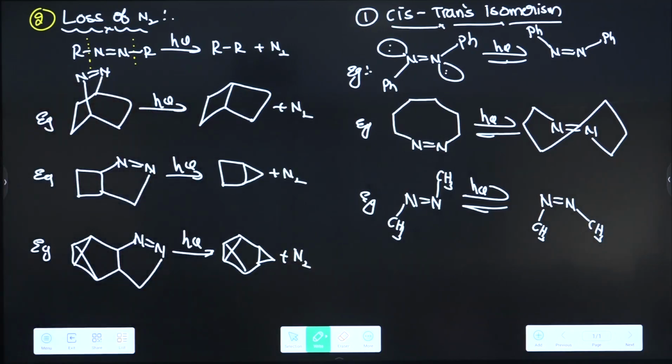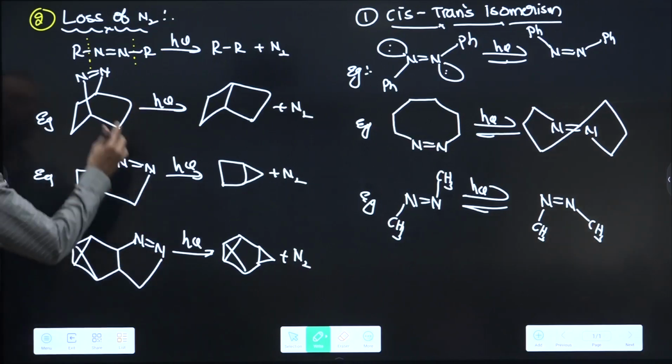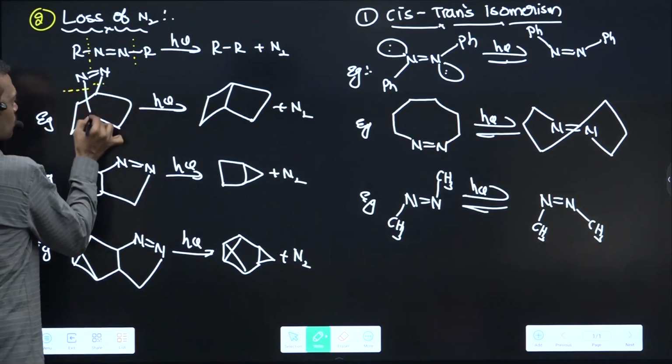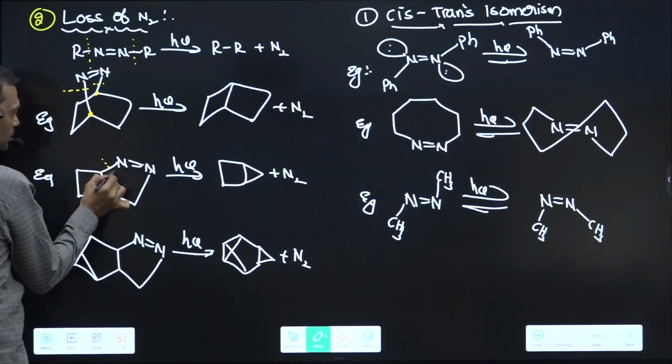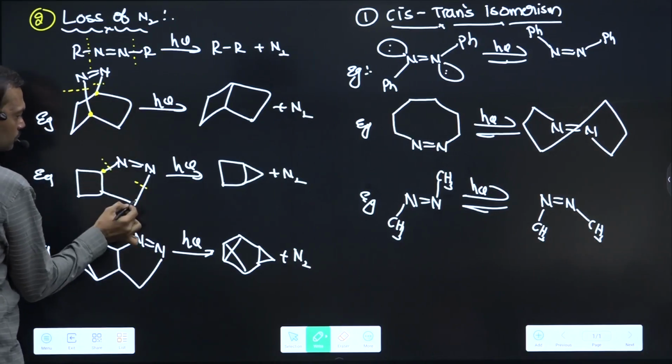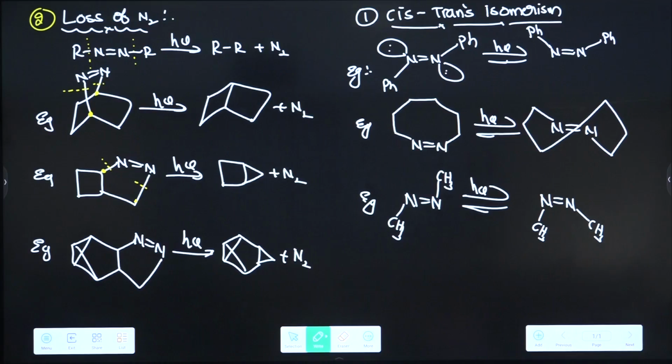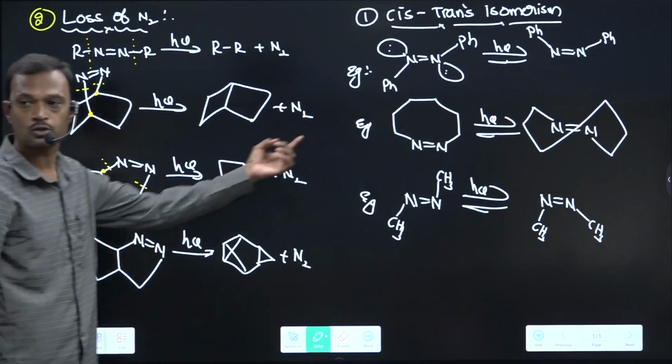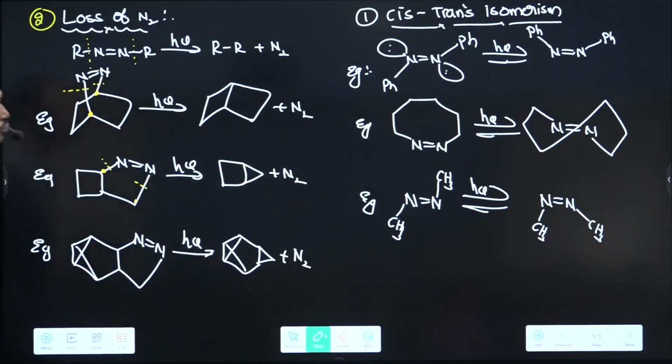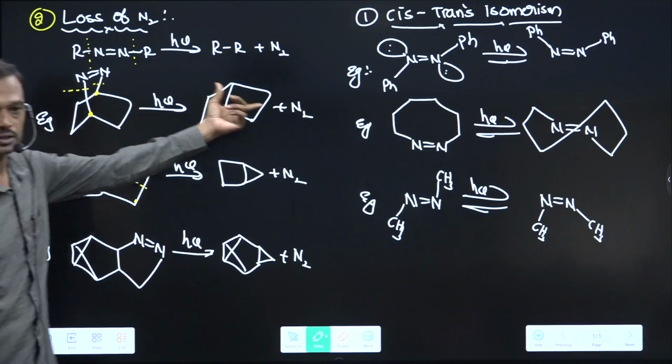There is a net loss of N2 that takes place photochemically. So break this bond and break this bond, join these two. And here also the same. Break this, join these two. N2, common loss of N2, one more is cis-trans isomerism. Both are possible. So it depends upon the wavelength irradiated. Based on the wavelength, your answer changes.